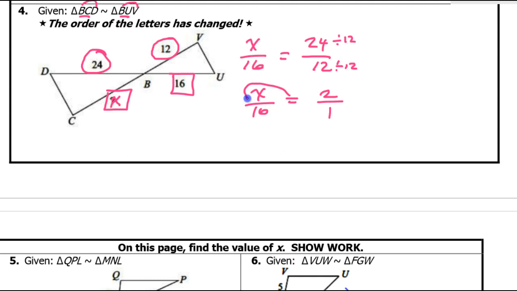So when I cross multiply, I go like this, and I go like this. So that's going to give me x is equal to 32.